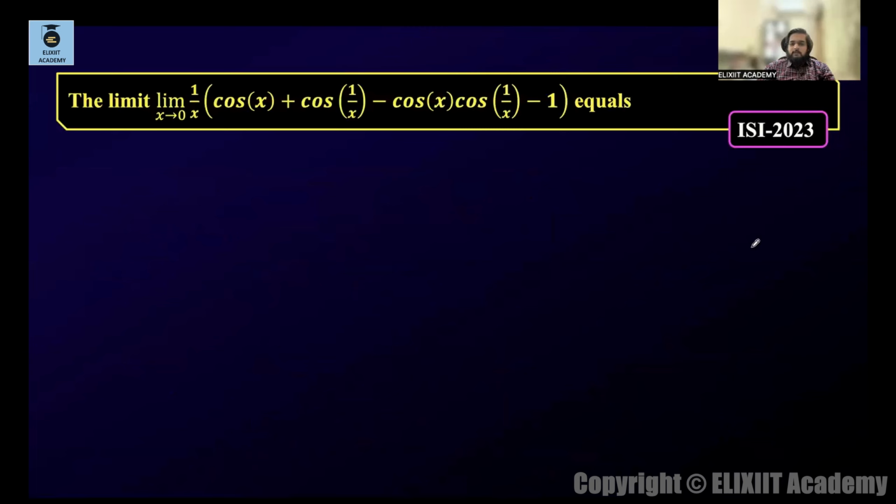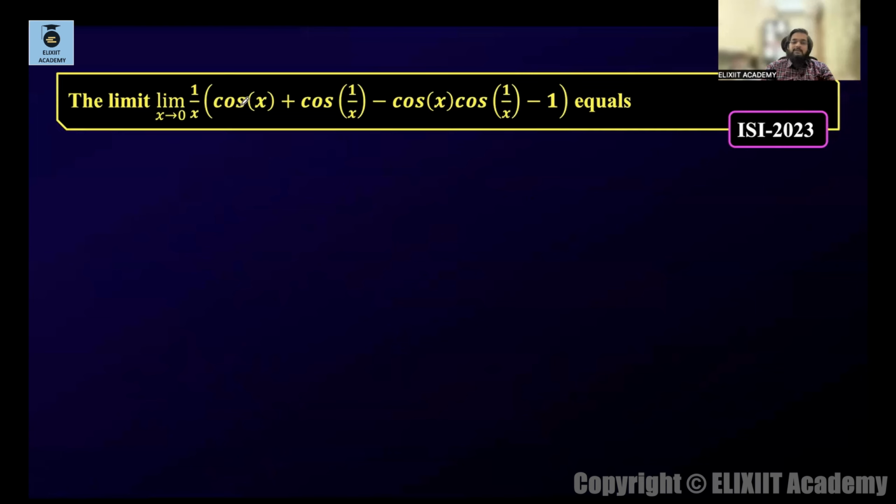Okay, now we have this question from ISI 2023. It says we have to solve this limit. Look at this. This is once again a very well-known format. These kinds of formats are asked in ISI also, in JEE also. A very well-known format from which questions are asked. As x tends to 0, you have this thing.